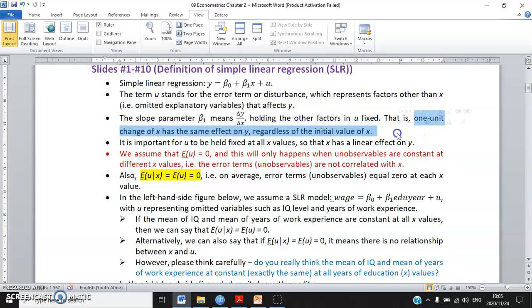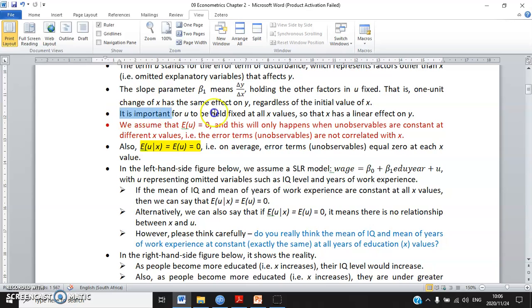Okay. In other words, in written terms, the slope parameter means a unit change of x has the same effect on y regardless of the initial value of x. This is why you have a linear regression. Okay, graphically. Okay, obviously later we will look at other functional forms like double log and so forth. And then again, just a reminder, it is important for u to be held fixed at all x values so that x has a linear effect on y. And this is the other way to say this.